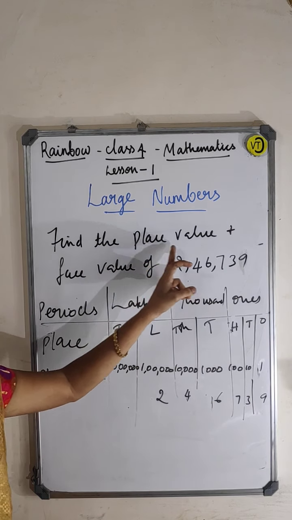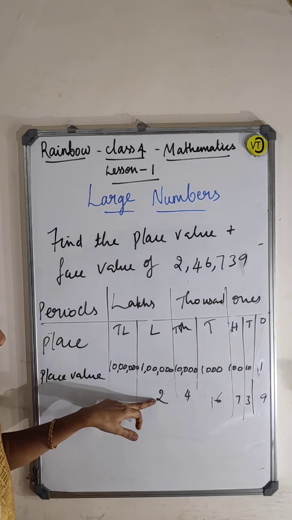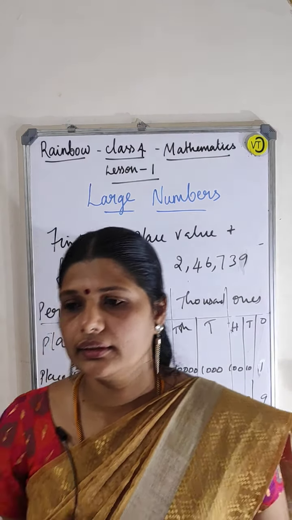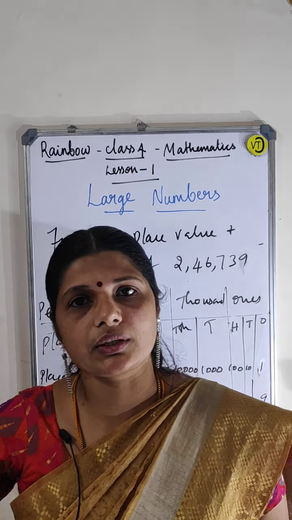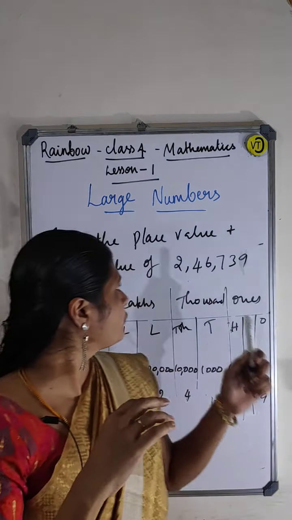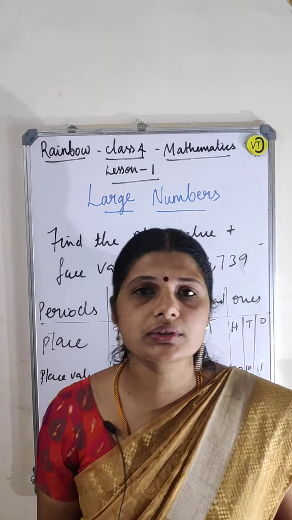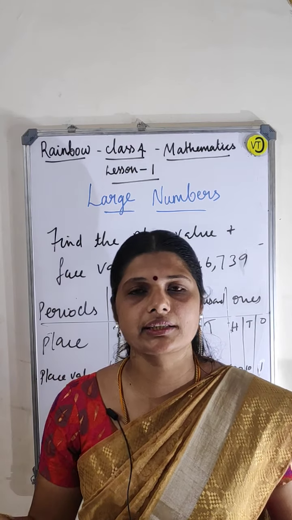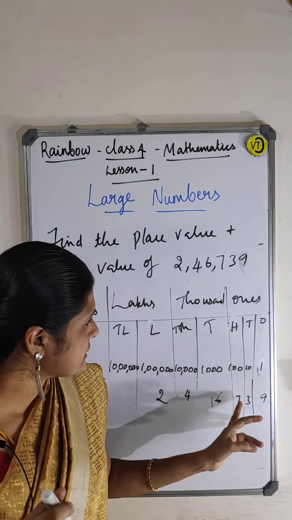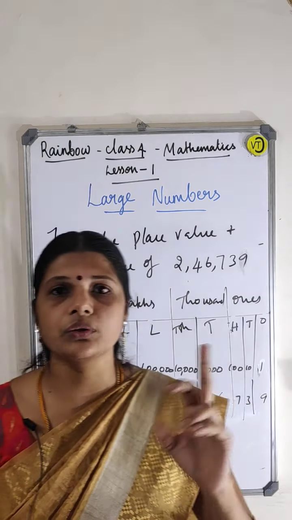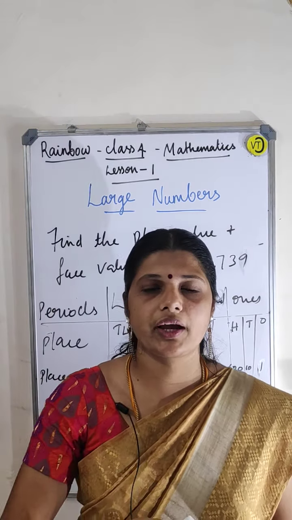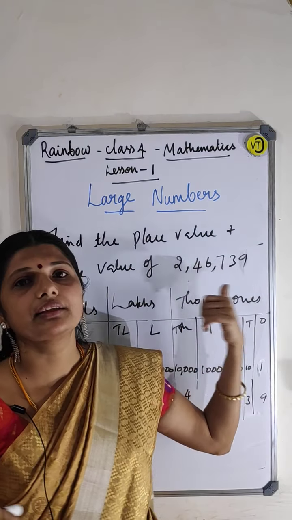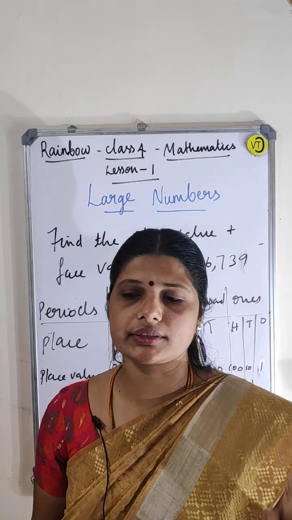Okay, so here how can I write the place value? 2 into 1 lakh is 2 lakh, 2,00,000. The place value of 4 is 4 into 10,000, it is 40,000. Place value of 6 is 6 into 1000 is equal to 6,000. The place value of 7 is 7 into 100 is equal to 700. Place value of 3 is 3 into 10 is equal to 30, and the last one is the ones place. The place value of 9 is 9 into 1 is equal to 9.